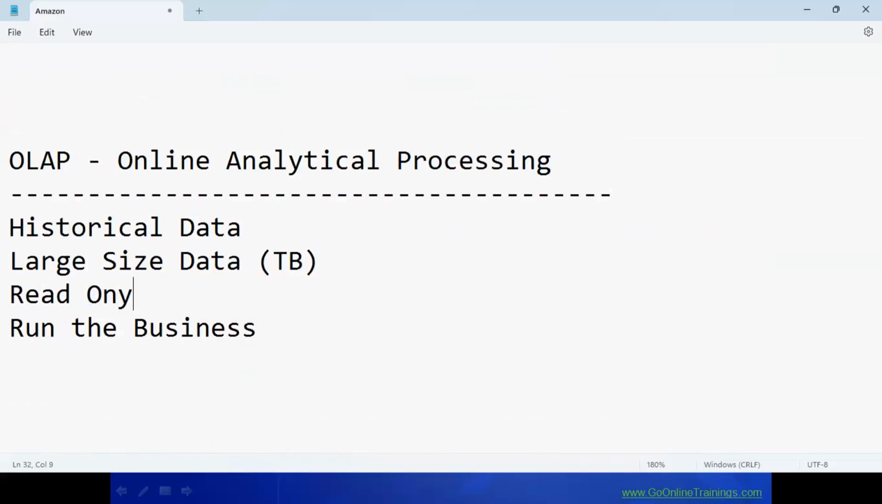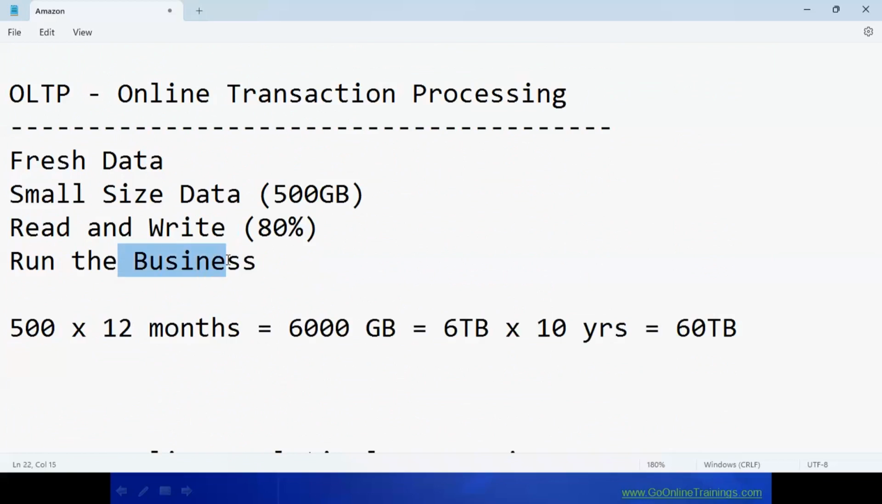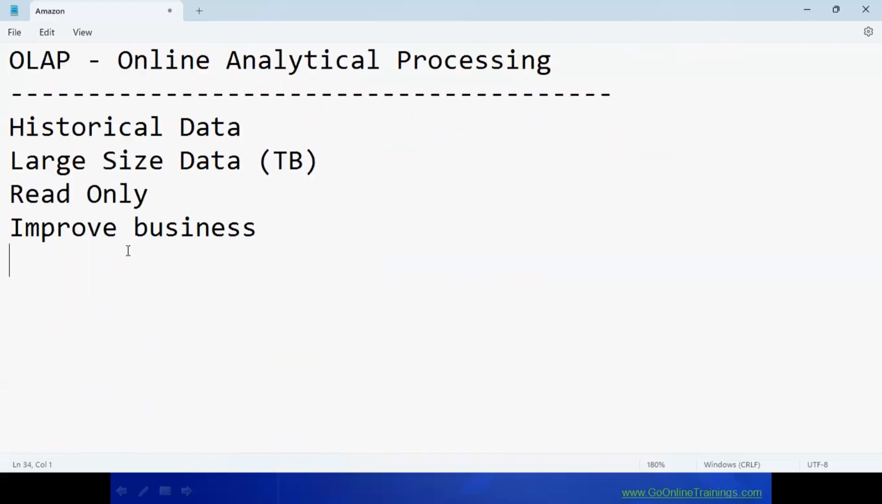So this is historical data. You can say read only data. To run the business, normally we maintain the data, but here we don't run the business. We analyze the data to take decisions, or to improve the business. To run the business, we use online OLTP computers and everything. So to run the business, all the data is going to come. But to improve the business, whether it is doing good or bad, I have to analyze my data.